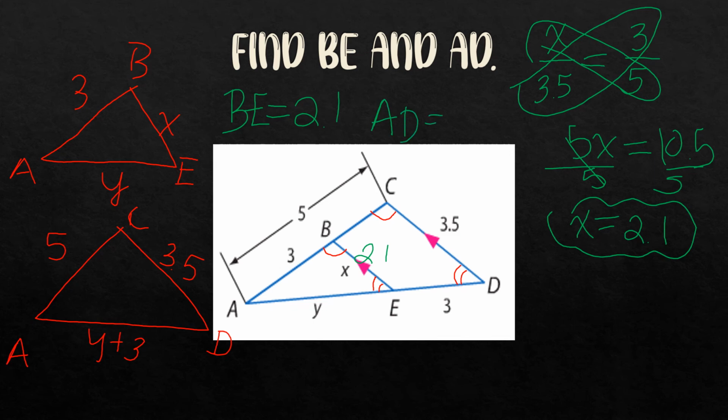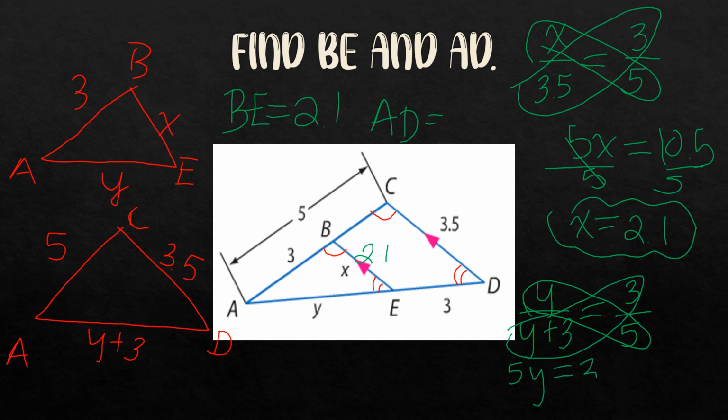We also need to find AD, but in order to find AD, we need to find Y. So now I'm going to set a proportion using Y. So in my small triangle, Y is on the bottom, and that corresponds with the Y plus 3 in the bottom triangle. And then I can either use 3 and 5 like I did in the first one, or I can use 2.1 and 3.5, but I'd rather use non-decimals, so I'm going to use 3 over 5 again. And I'm going to cross multiply. 5 times Y is 5Y, and then 3 times Y plus 3, I'm going to need to distribute. So when I do that, that's going to give me 3Y plus 9.